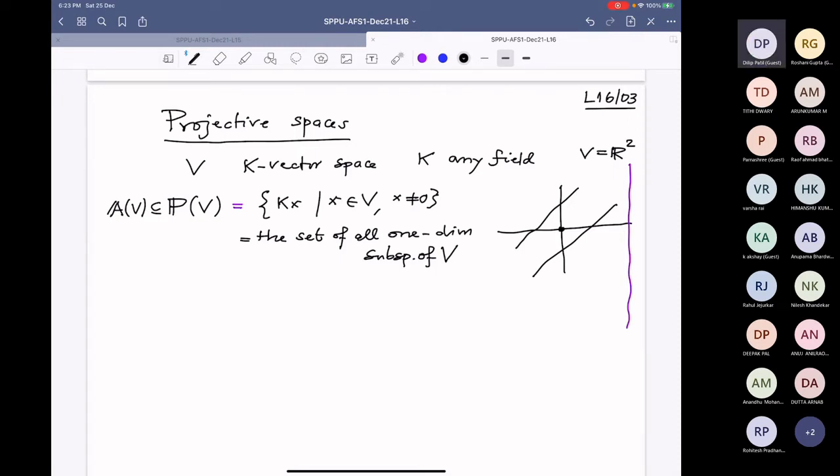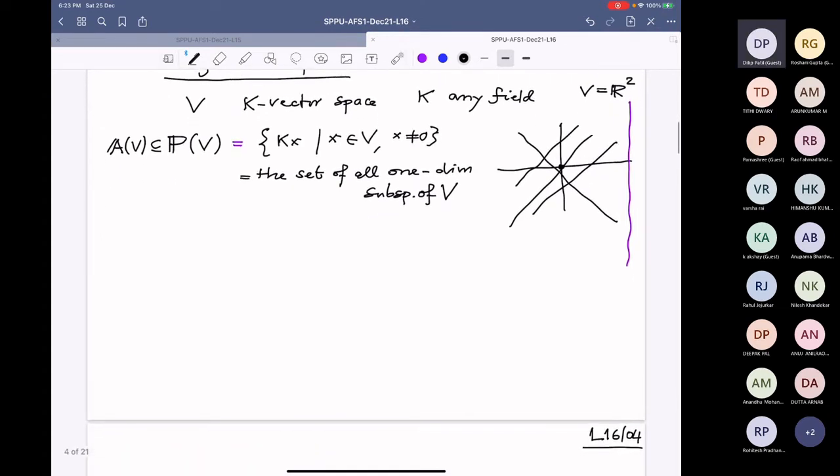Right? So these are the lines passing through the origin because they are subspaces. So the points in a projective space are lines which are passing through the origin. All right, I'm going to put more structure on this so that we will study that. So this is called the projective space corresponding to V.